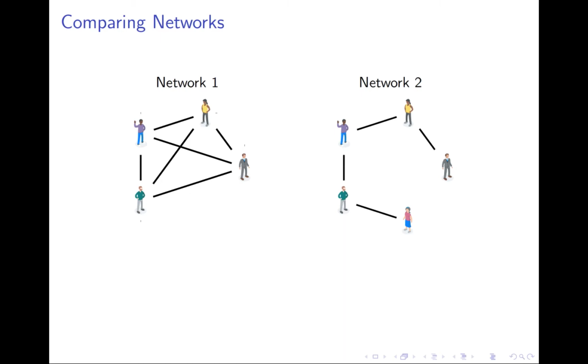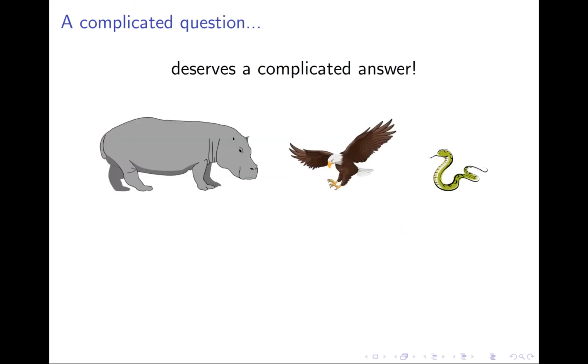Here's our last informal example, comparing network 1 and network 2. If we look at these, we notice that network 1 has 6 edges but 4 nodes, whereas network 2 only has 4 edges and 5 nodes. So on the one hand, network 1 has fewer nodes, so you may be able to make an argument for network 2 being larger. But there seem to be more edges in network 1 than in network 2, so you could try to make an argument for network 1 being larger. Measuring how large a network is a complicated question. And complicated questions deserve a complicated answer.